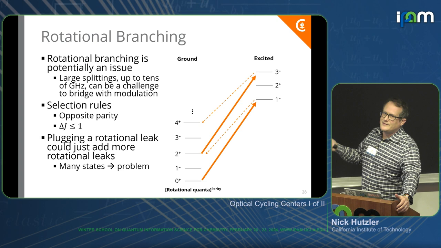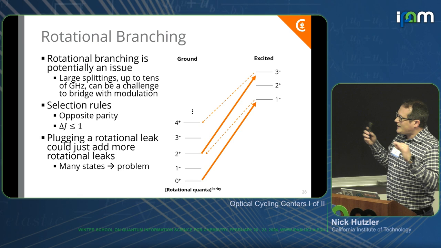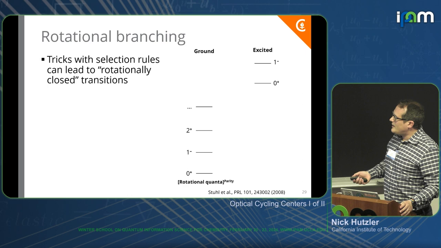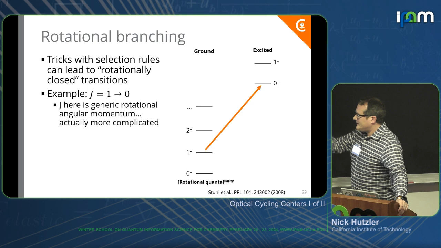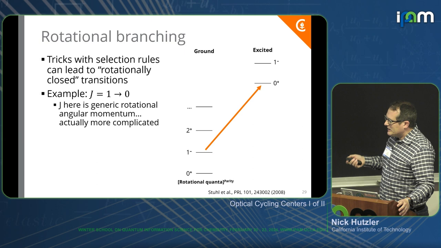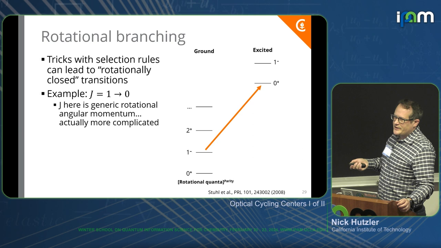So if you choose your scheme at random, you may populate not an infinite, but a very large number of very far apart levels. So plugging one leak can add more leak. The solution is don't do this. There are tricks you can play with selection rules that lead to rotationally closed transitions, meaning transitions where you don't get unwanted rotational branching. And that simply is choose a state where you go from 1 to 0. So if you have one quantum of rotation here and 0 up in this electronic excited state, this is just a generic rotational quantum number. And then you look at where it could possibly end up when it decays.